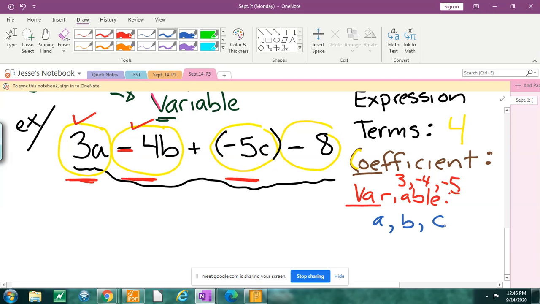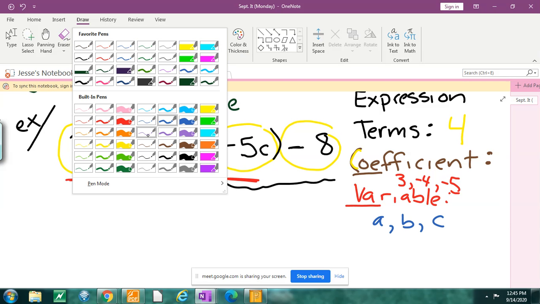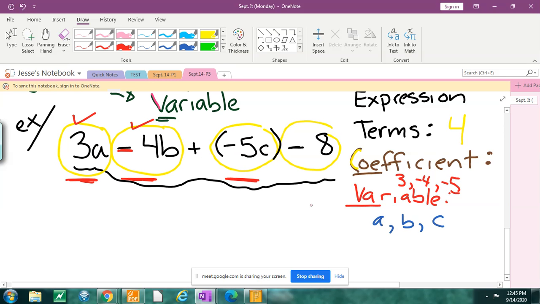And then we're missing the -8. What is that? Anybody, what color do you guys want me to put? Pink? All right, cool. I'll do pink. So what's your constant? Remember, that's the number by itself. So what's the number by itself? Jose, what's the number by itself?